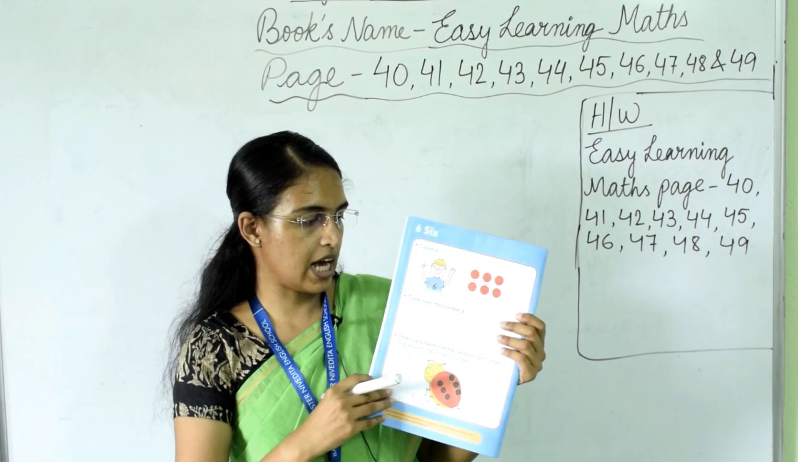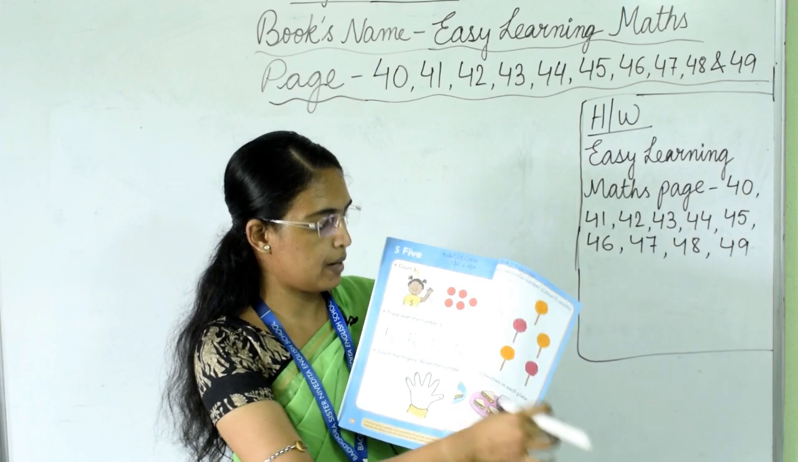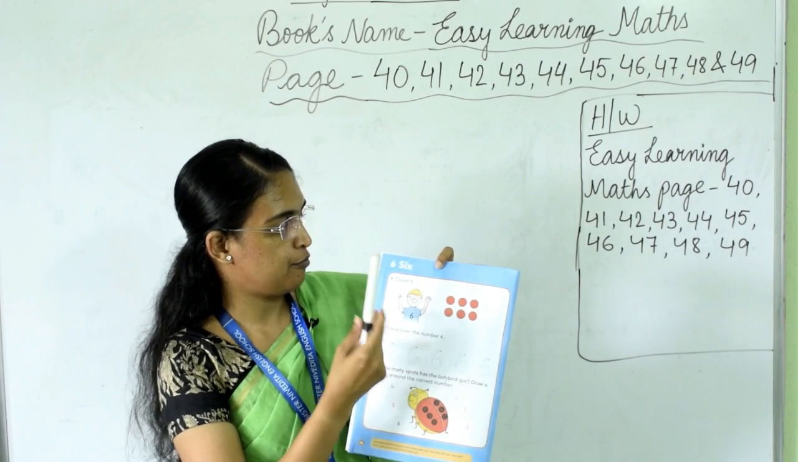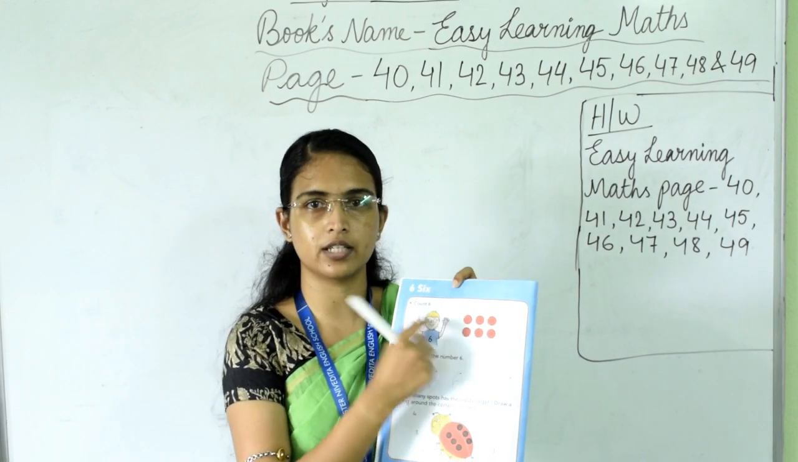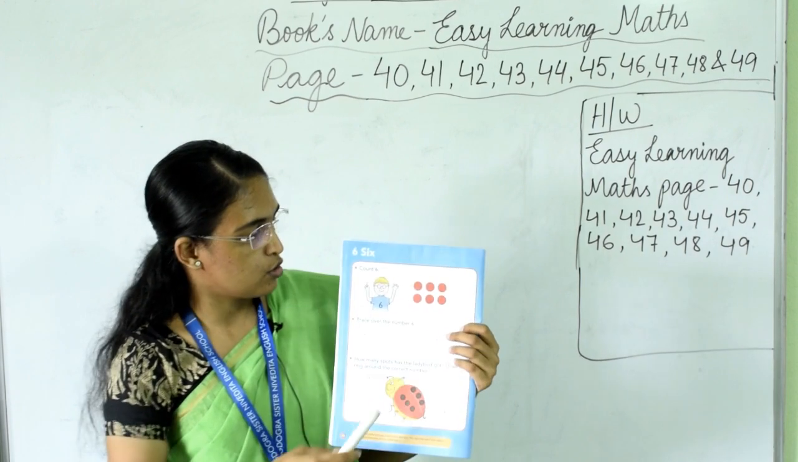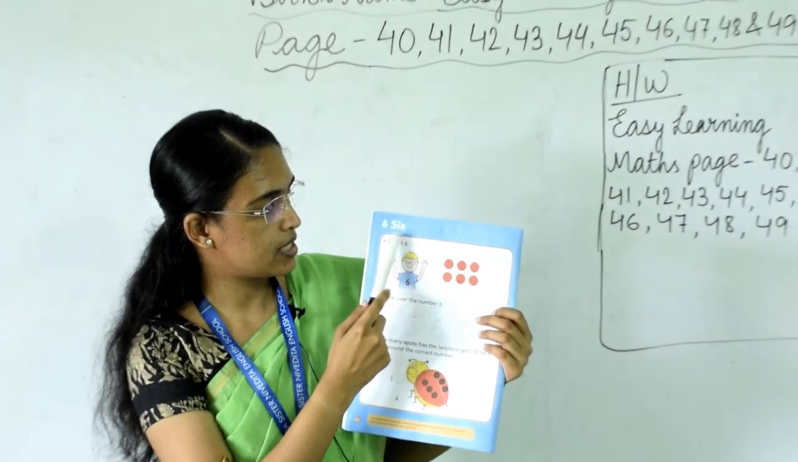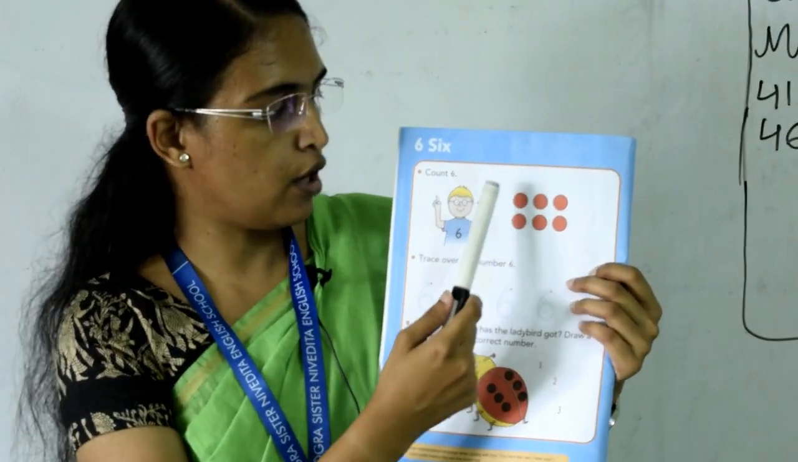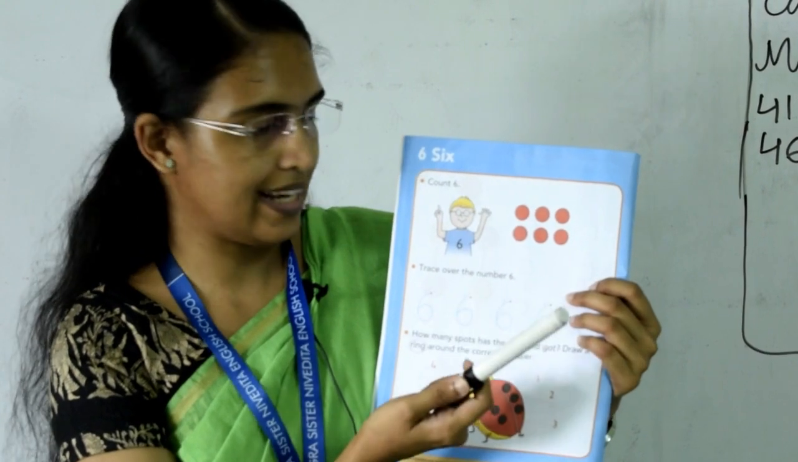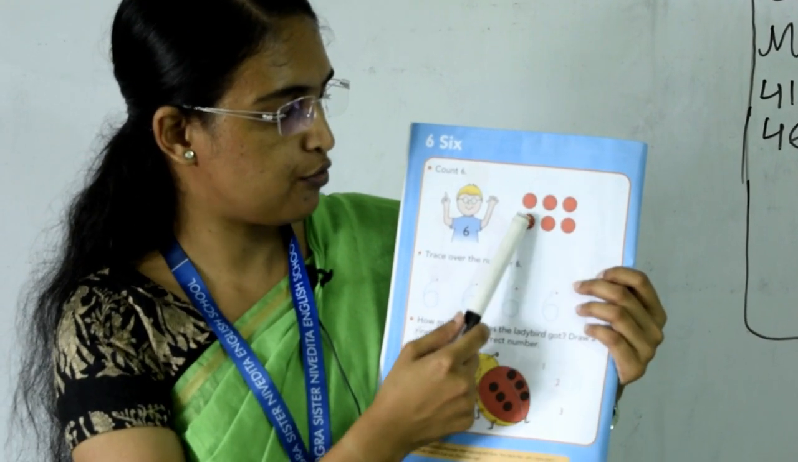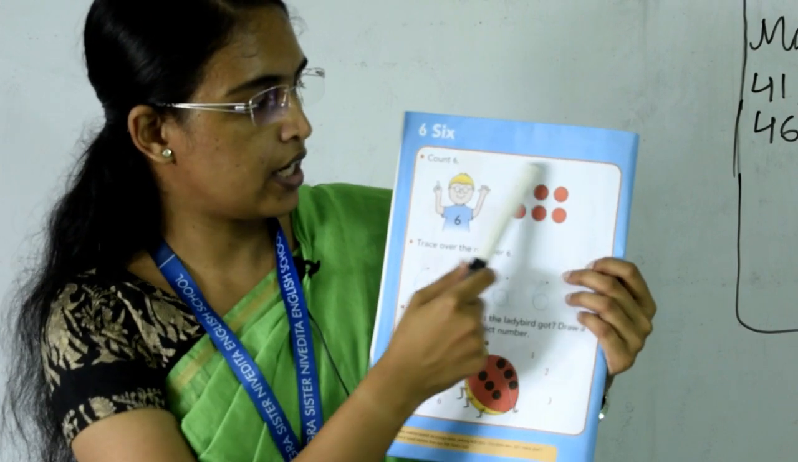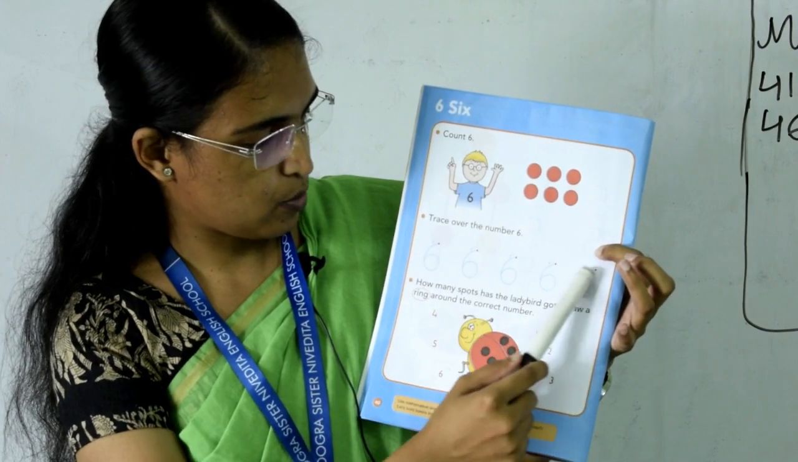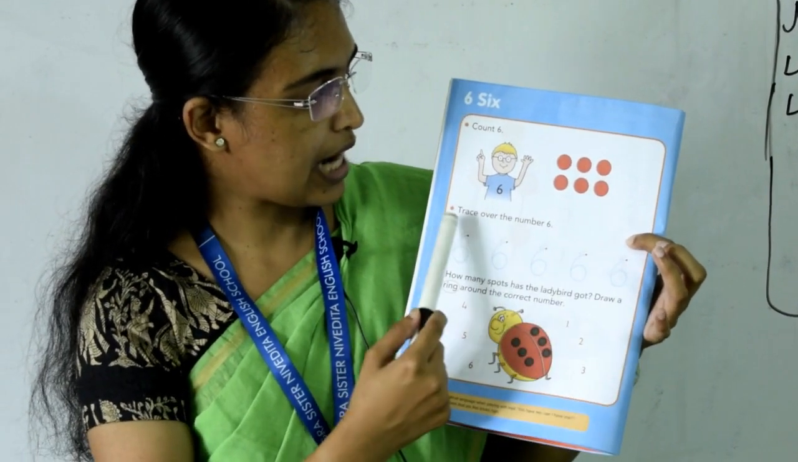Now in our previous class we have done up to number 5, right? So today we are going to learn from number 6 to number 10. Okay, so which number is this? This is number 6. Now can you see the balls? Red color balls, right? So we have to count all these balls. Okay, let's count. 1, 2, 3, 4, 5, 6. So here how many balls are there? 6 balls.